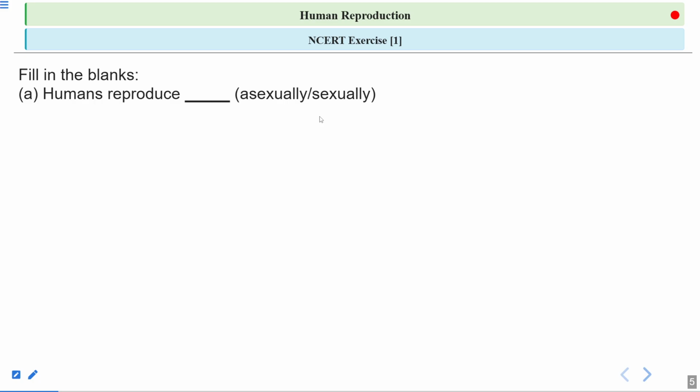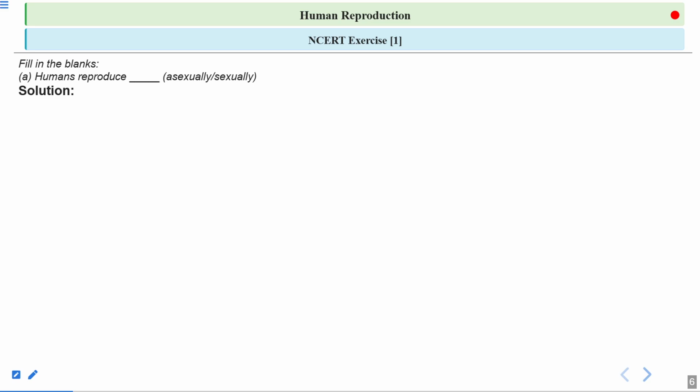What is the first fill in the blank here? Humans reproduce asexually or sexually. They are asking about human reproduction. Reproduction is of two types, asexual reproduction and sexual reproduction. What will be the answer? Let's have a look at the answer. Humans reproduce sexually. This is the correct answer.